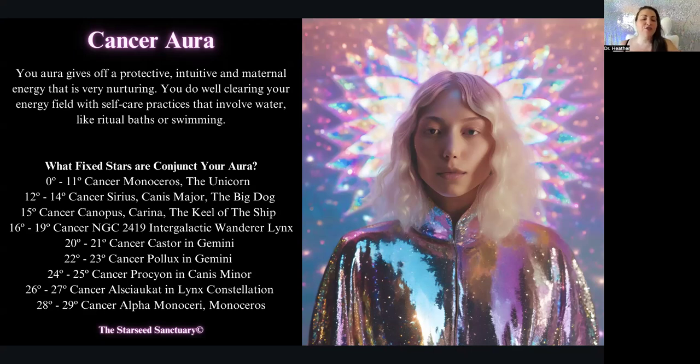24 to 25 degrees of Cancer would be more in alignment with Procyon. 26 to 27 degrees of Cancer, your natal asteroid aura will be conjunct Alsciaukat, if I can ever say that correct, another star. This is the main star in the Lynx constellation. And then those very end degrees of Cancer, 28 to 29, will be conjunct Alpha Monocerotis, another Monoceros aura. So with some of those, you're going to have slightly different frequencies, slightly different colors connected to those auras.